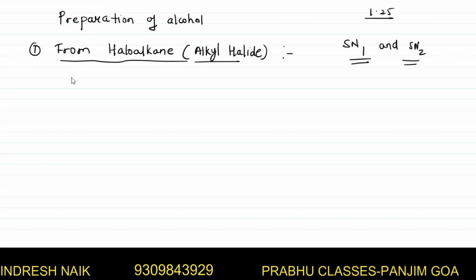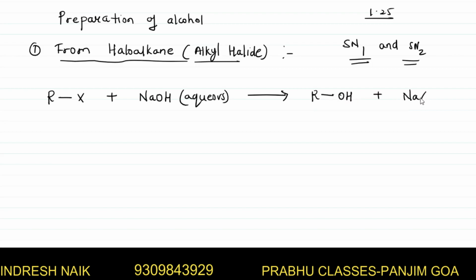So the reaction is very simple. First, I'll write a general reaction: RX and NaOH. Very important, write this aqueous, AQ, sometimes it is written, and this gives you ROH plus NaX. This is a general reaction. This is the alkyl halide.